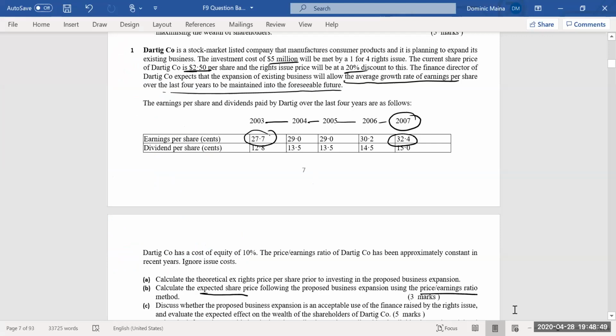We are told to estimate the share price using the PE ratio. So you may want to determine what is going to be the PE ratio. Currently, what's the PE ratio? We have the share price 2.7.